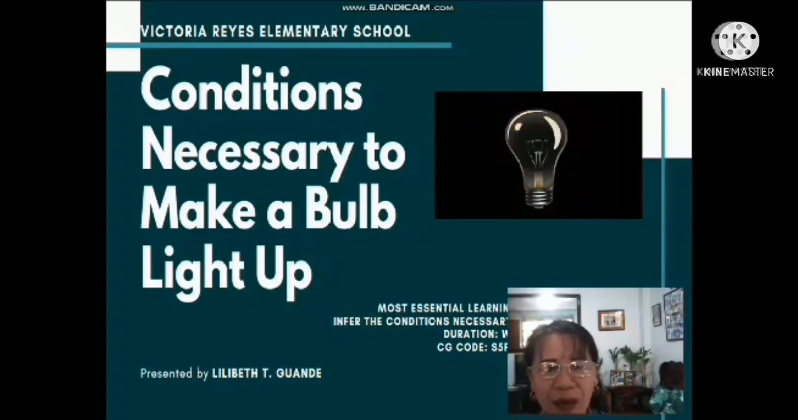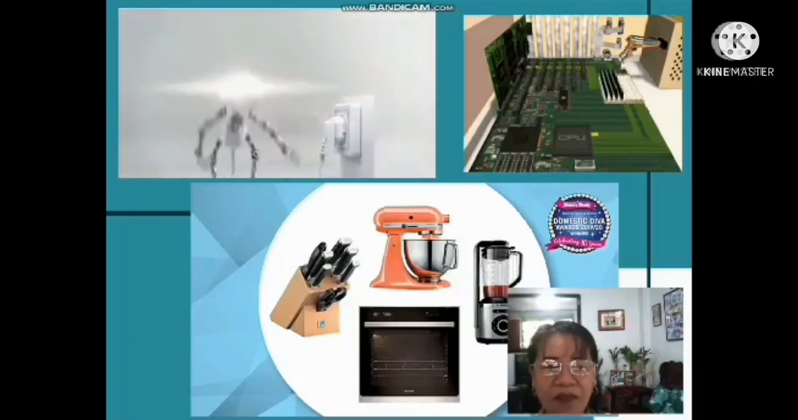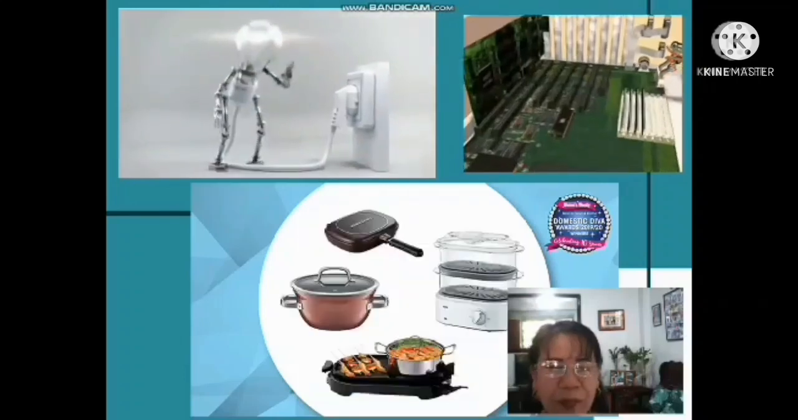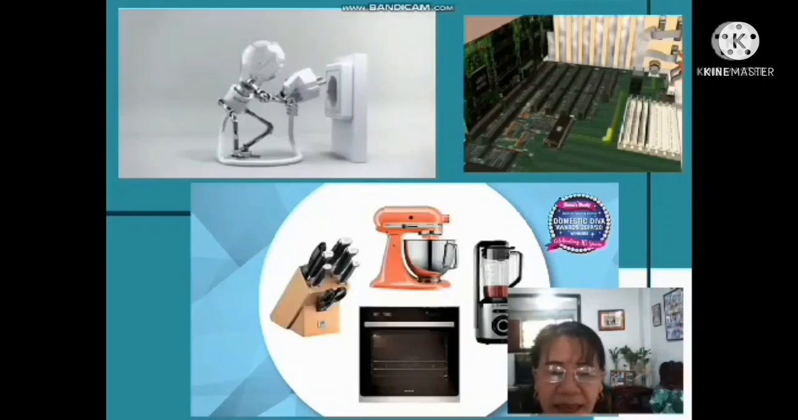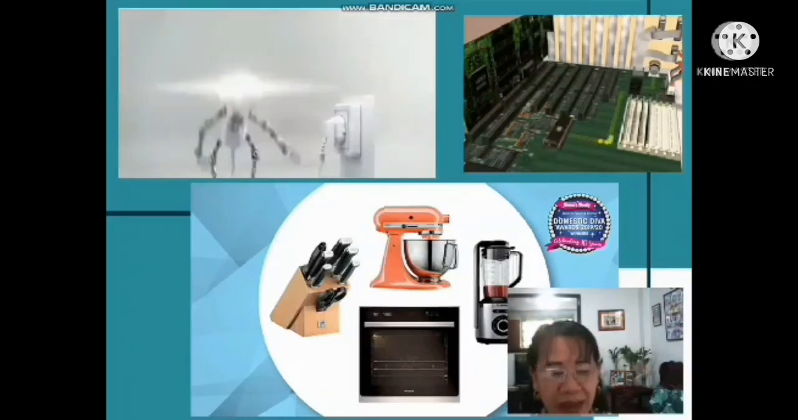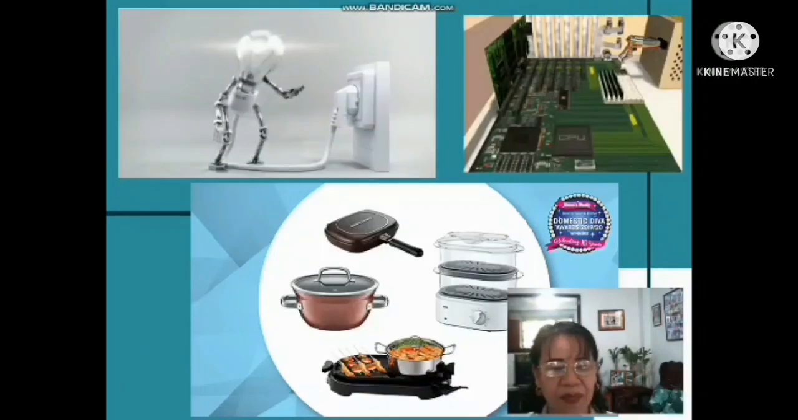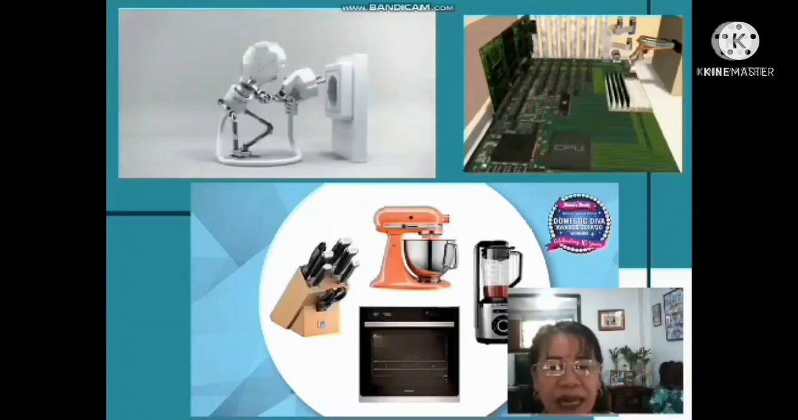Today, we are going to talk about the conditions necessary to make a bulb light up. Can you imagine a day in your life without electricity? We use electricity for lighting, heating, cooling, refrigeration, public transportation, for operating computers, and electrical appliances. In fact, we use electricity constantly in our day-to-day life. Electricity is a form of energy that can give things the ability to move and work.